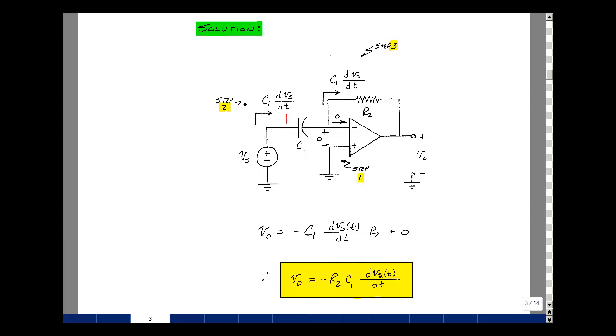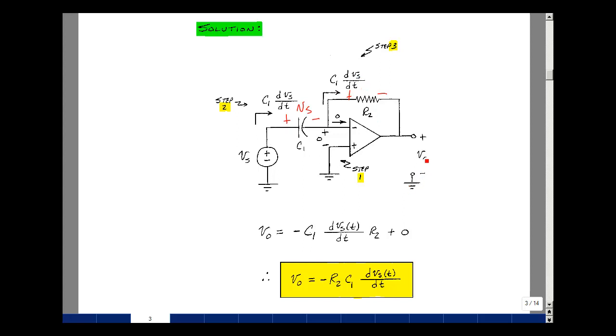But what is the voltage across the capacitor? Well, it's this node voltage, V sub S, minus this node voltage of 0. There's V sub S across the capacitor. So the current is going to be C1 dVs dt. And that current comes into the node, nothing leaves to the op-amp, so it all goes up into here. And it creates a drop across this resistor. The voltage is going to be then R2 times C1 dVs dt.